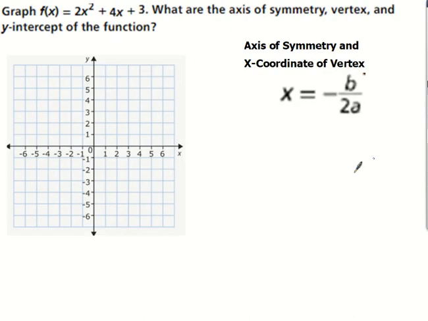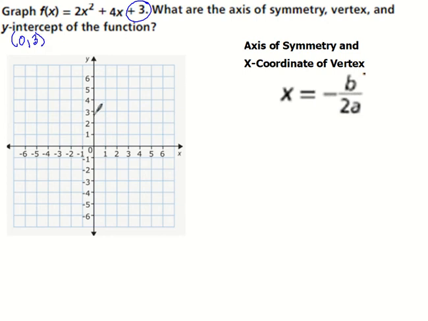So that's the next example. It says graph f of x equals 2x squared plus 4x plus 3. What are the axis of symmetry, the vertex, and the y-intercept of the function? It is a positive a, so we know it's going to be upright. Here is my y-intercept. Our y-intercept will be (0, 3).